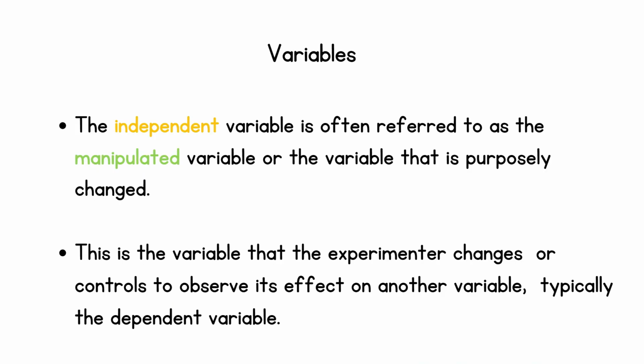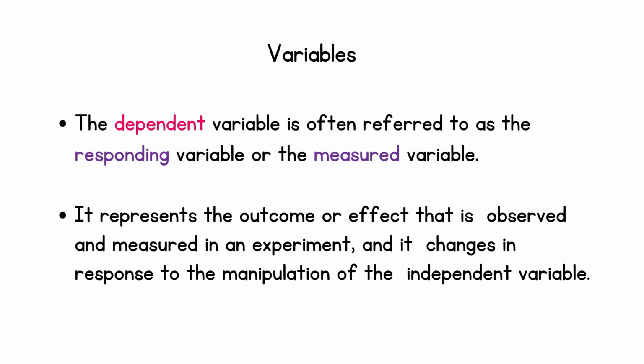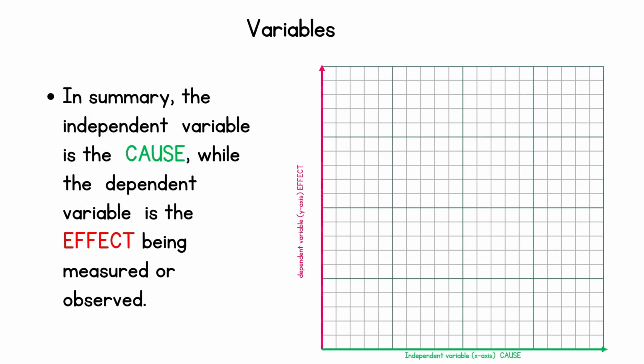Now let's remember that the independent variable is often referred to as a manipulated variable or the variable that is purposely changed. This is a variable that the experimenter changes or controls to observe its effects on another variable, typically the dependent variable. The dependent variable is often referred to as the responding variable or the measured variable. It represents the outcome or effect that is observed and measured in an experiment, and it changes in response to the manipulation of the independent variable.